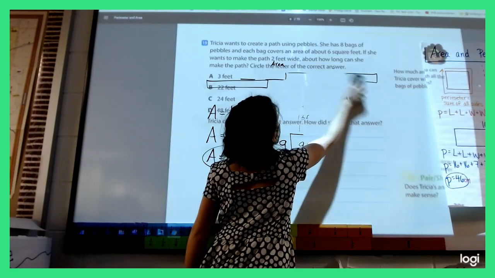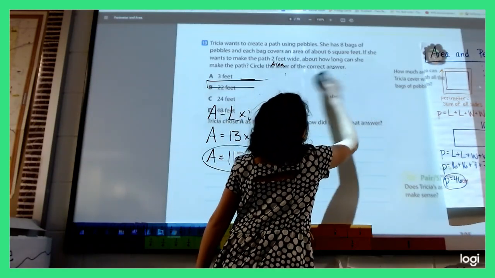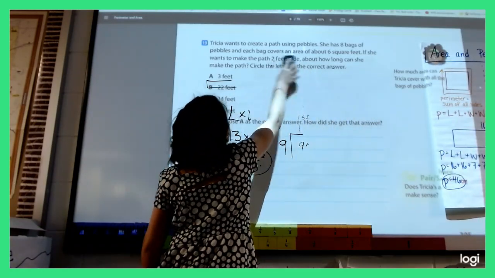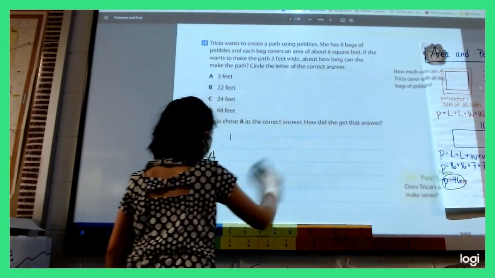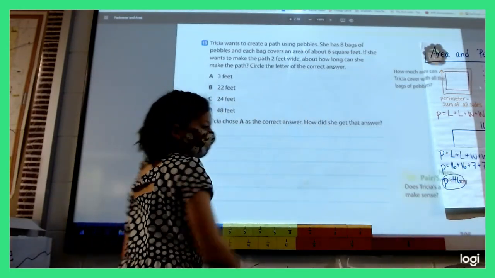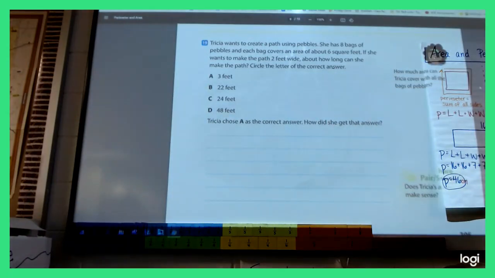Aisha wants to create a path using pebbles. She has 8 bags of pebbles. Each bag covers an area of about 16 square feet. If she wants to make a path 2 feet wide, about how long can she make the path? Circle the letter of the directions.